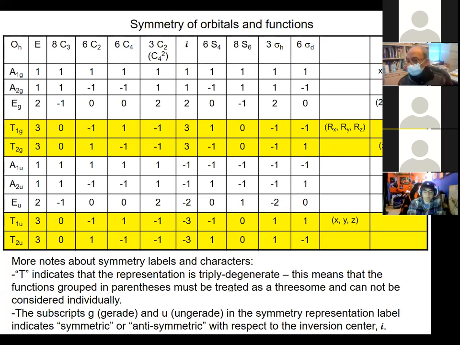T indicates that the representation is triply degenerate. This means that the functions grouped in parentheses must be treated as a threesome and cannot be considered individually or separately. And the subscripts Gerade, Ungerade in the symmetry representation label indicate symmetric or anti-symmetric with respect to the inversion center. In fact, for those of you who did my class on symmetries, we did talk about this Gerade, Ungerade, how the wave functions change across the point of inversion. All right, any questions?